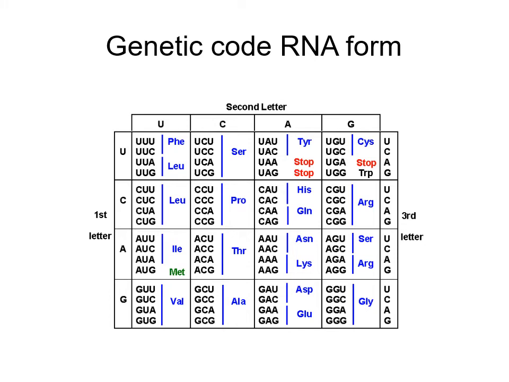Here's the genetic code in our RNA form, which is the one we'll be using later today. It's the same, it just makes it easier for you not to have to translate nucleotide sequences from DNA to RNA. So you have the substitutions of U's for T's as you would expect.